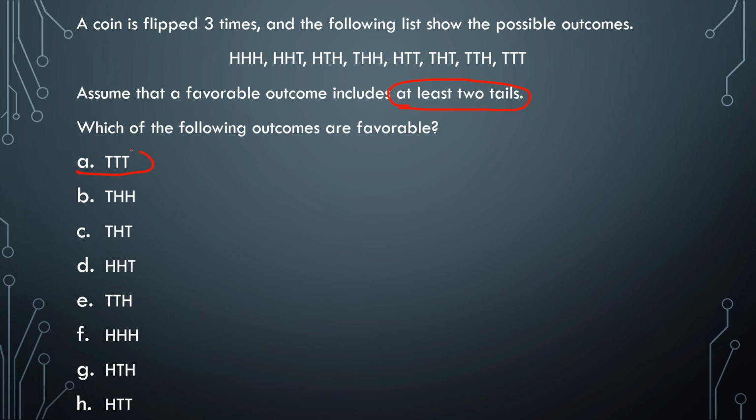So here there's 3, that's definitely 2. Here there's only 1, not picking that one. 2 tails here, 2 tails here, and 2 tails here. Everywhere else either only has 1 or no tails, so I'm not picking any of the other ones.